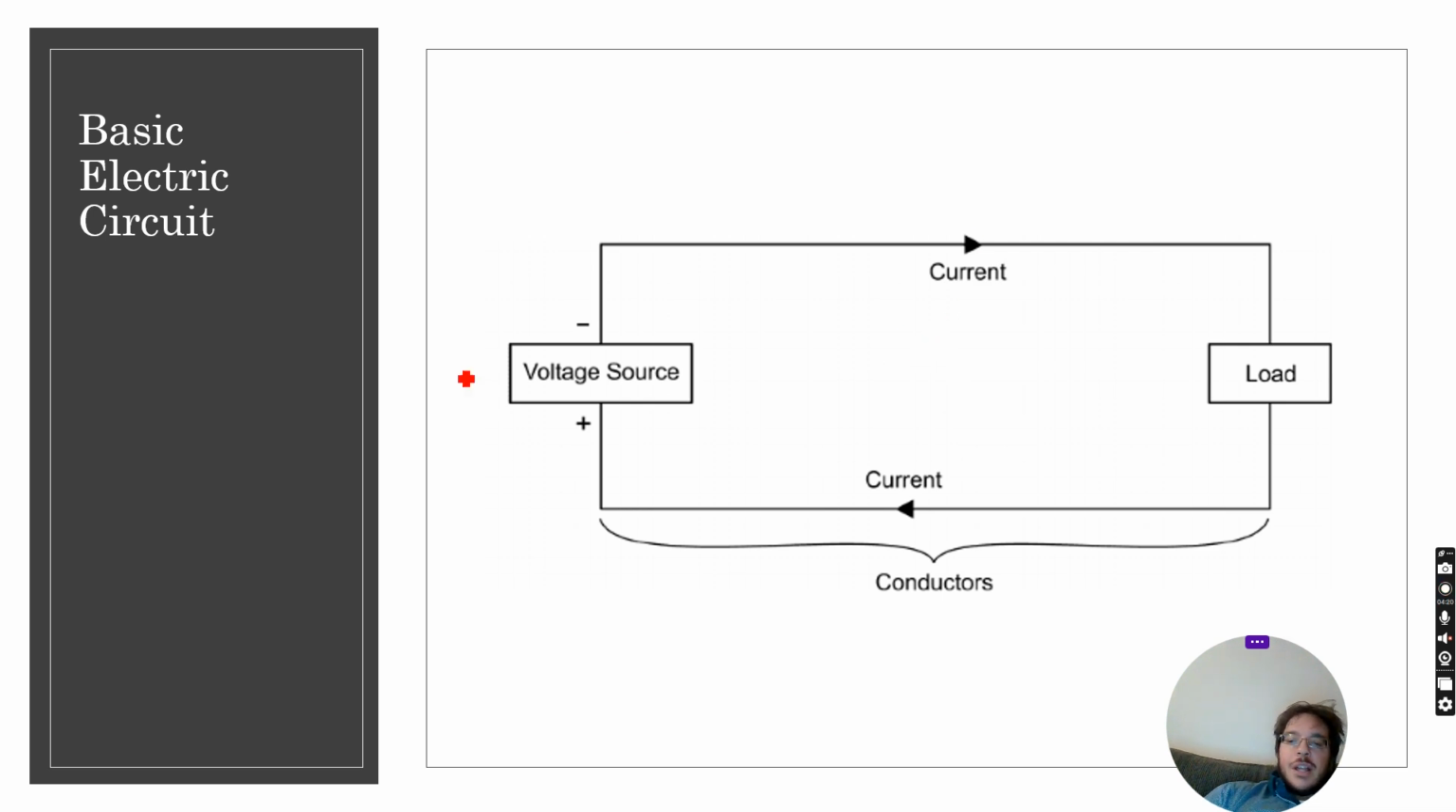So here's a basic electric circuit. We have a voltage source, so power source, with a positive and a negative side, and then we've got a flow of current through a conductor, and we've got a load. So the load is what uses the power. If we didn't have a load, then we just have a short circuit, and that would be bad.